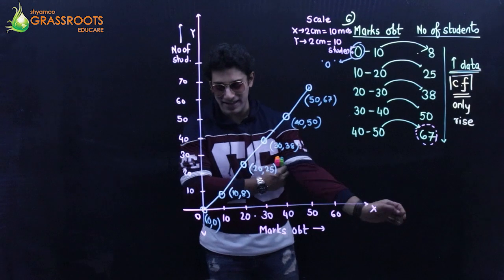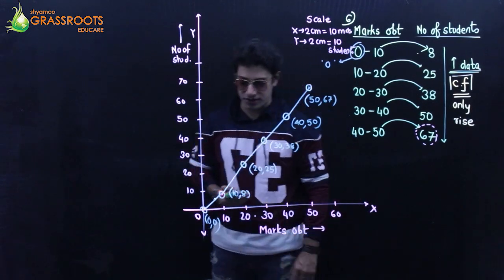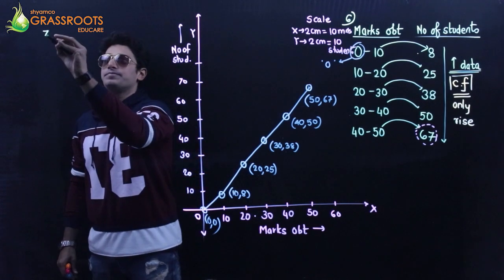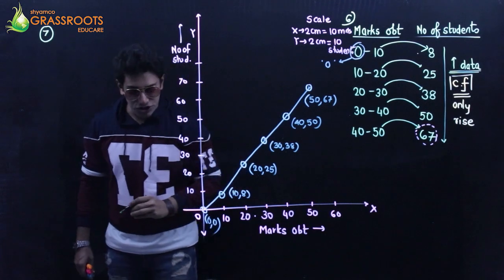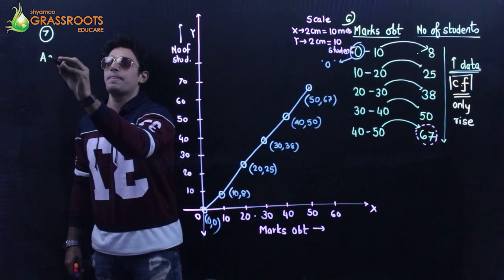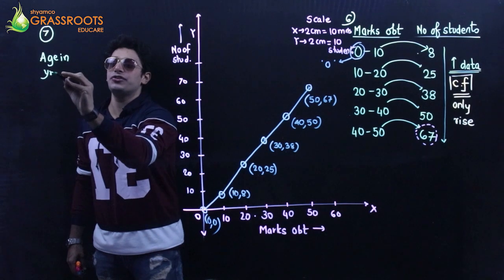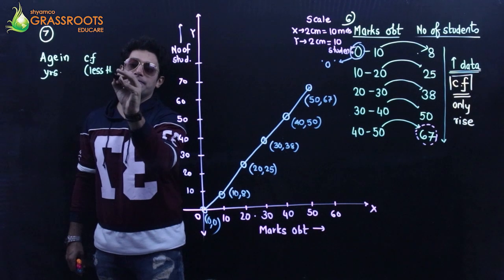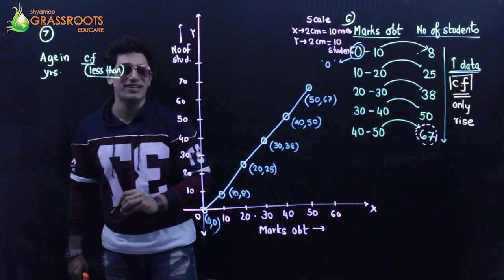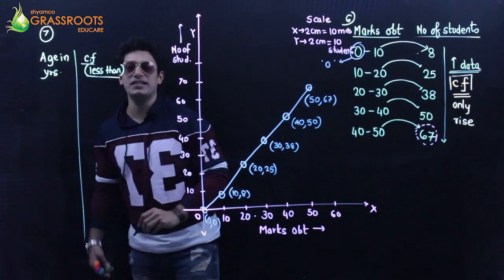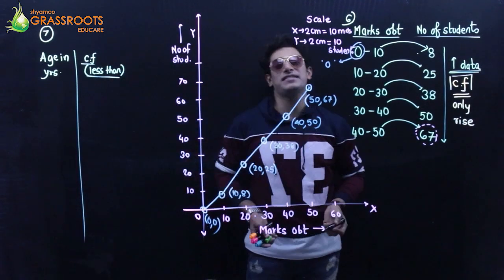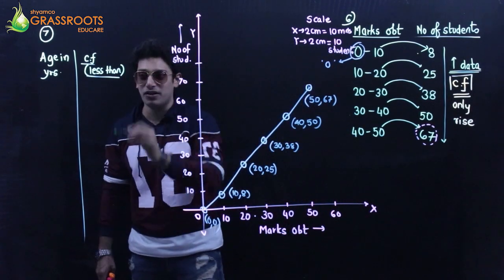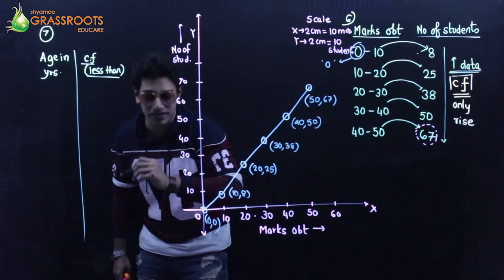Now, if you talk about the next question, I'm just writing the data of the next question, the 7th one. It's given age in years, less than, and CF is given. So we have age in years and cumulative frequency, the less than type. In our syllabus, we only have less than. We don't have more than type. Less than means it is in increasing order, that is from smaller to bigger, the ascending order. That's called less than type. The values are always going to increase.